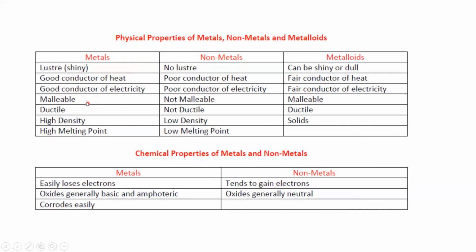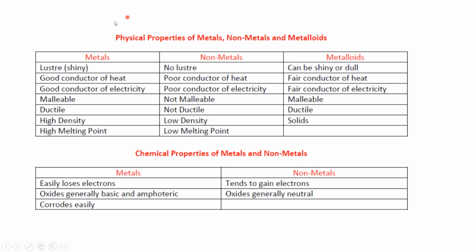Metals are malleable, meaning we can hammer them into shape. Non-metals are not malleable, they are brittle, because brittle is the opposite of malleable. Brittle means when we apply force, the object can break easily. Like glass is a brittle material. When you apply force, you can easily break the glass, so it turns out to be a brittle material. Whereas metalloids are also malleable.